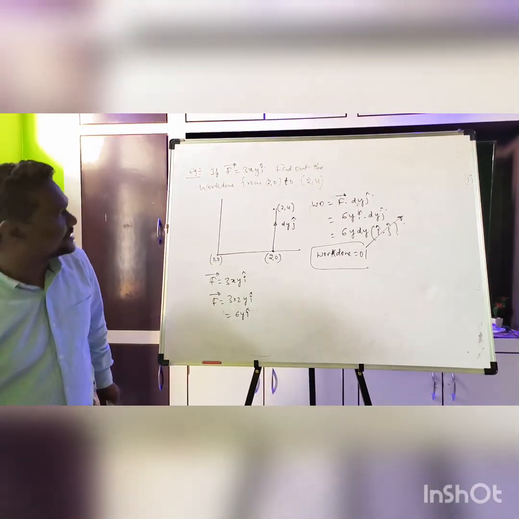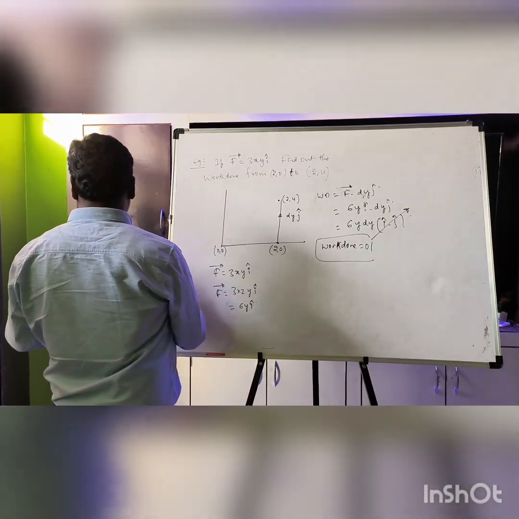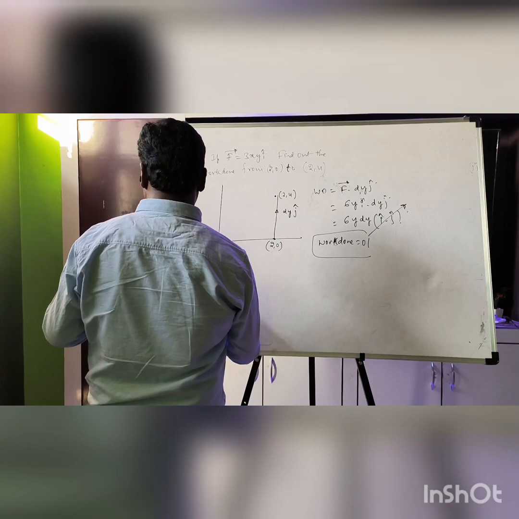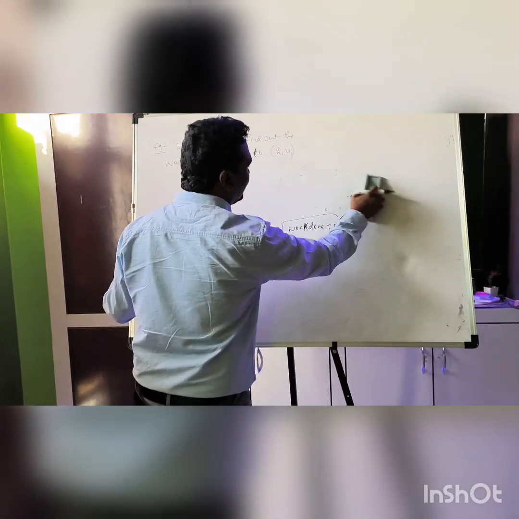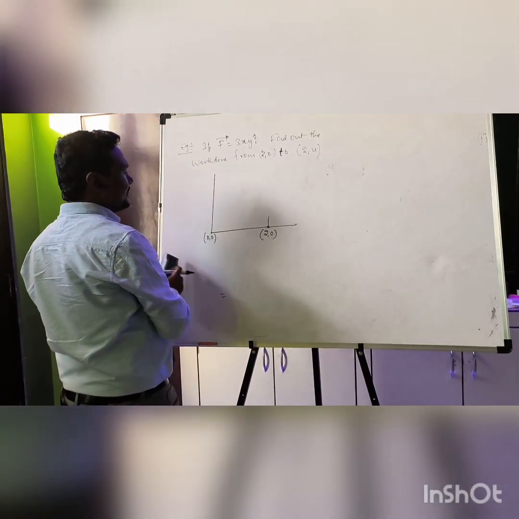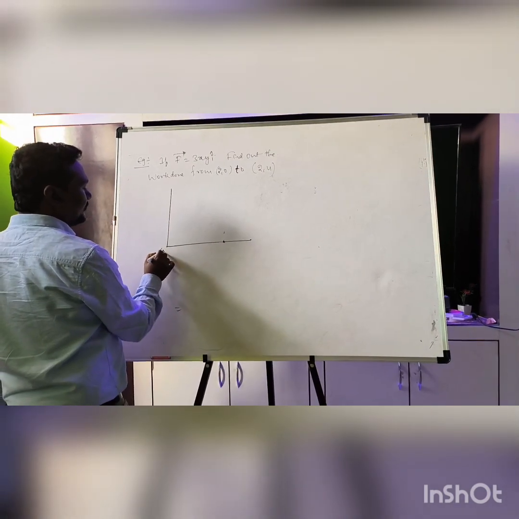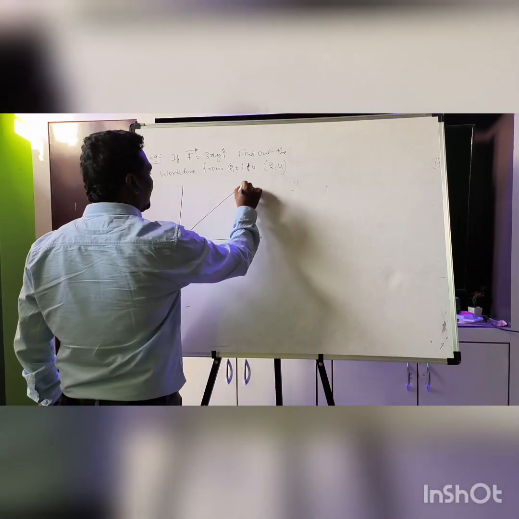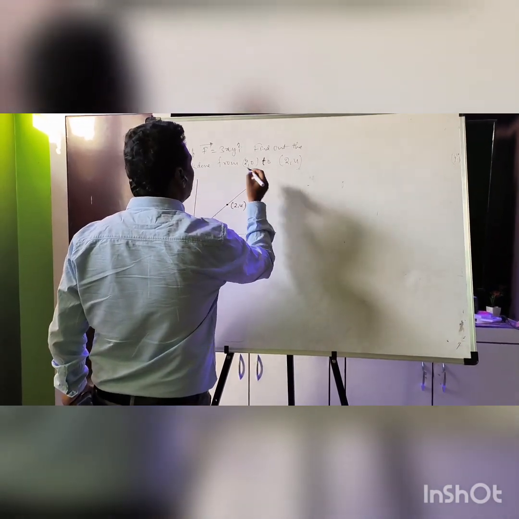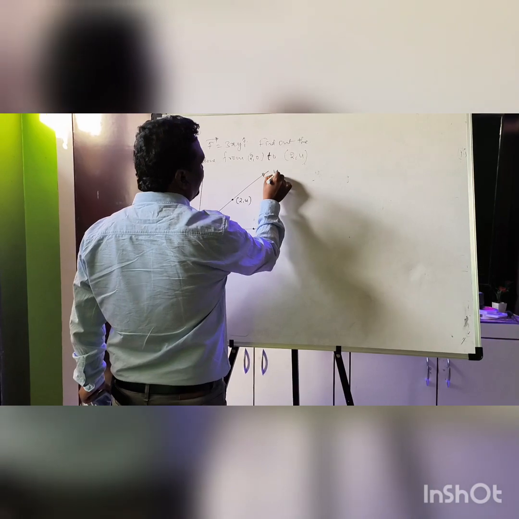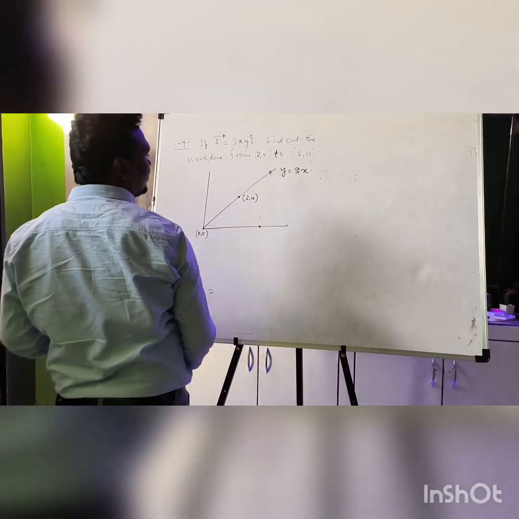Now see the same question. Suppose the problem is given like this. Find out the work done if the particle is moving along a line from (0, 0) to (2, 4), like this. The equation of the line is y is equal to 2x. So the equation of the line is nothing but y is equal to 2x.